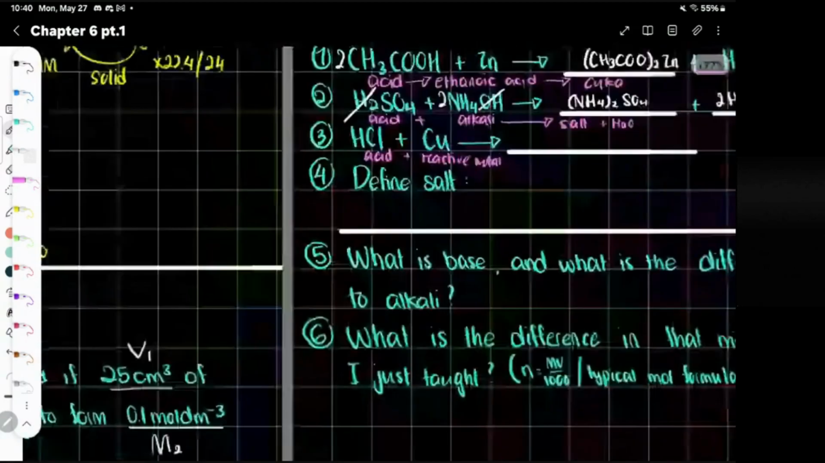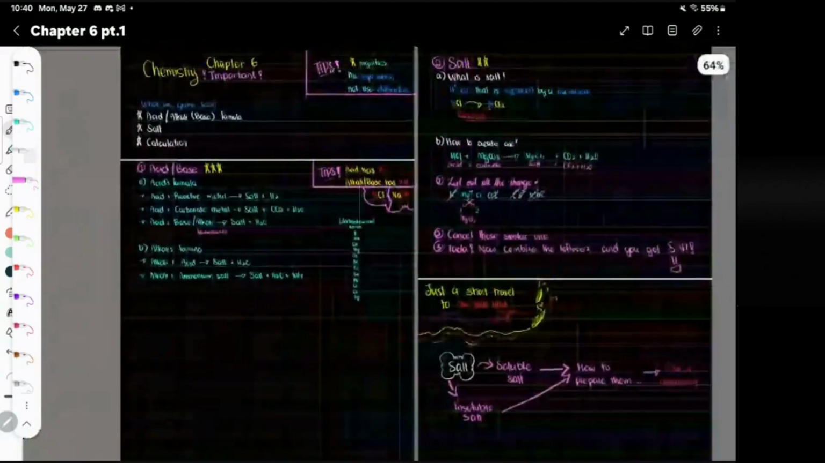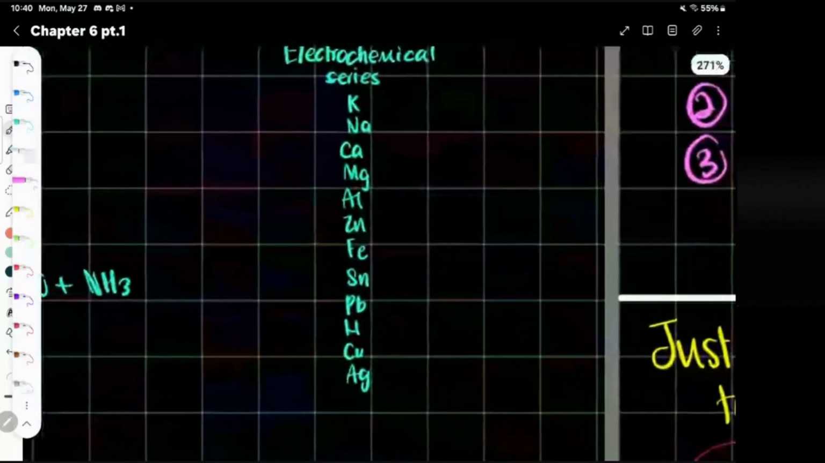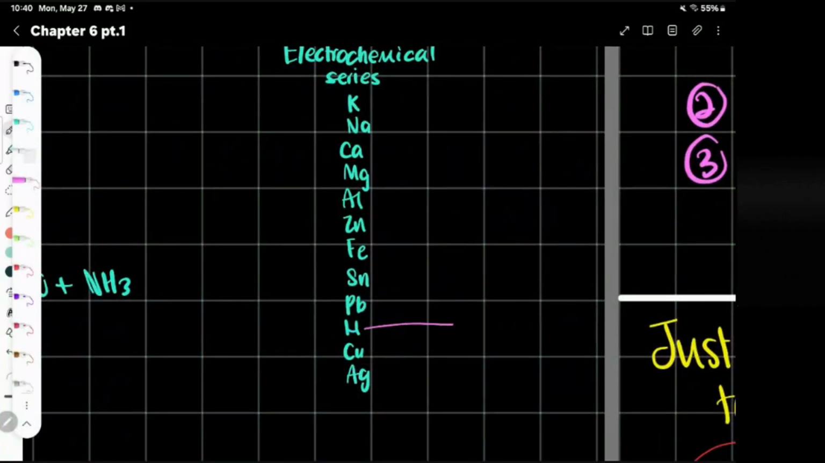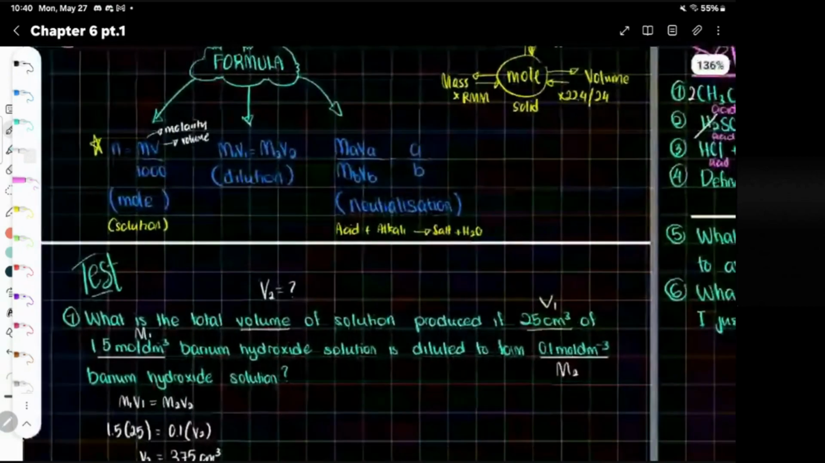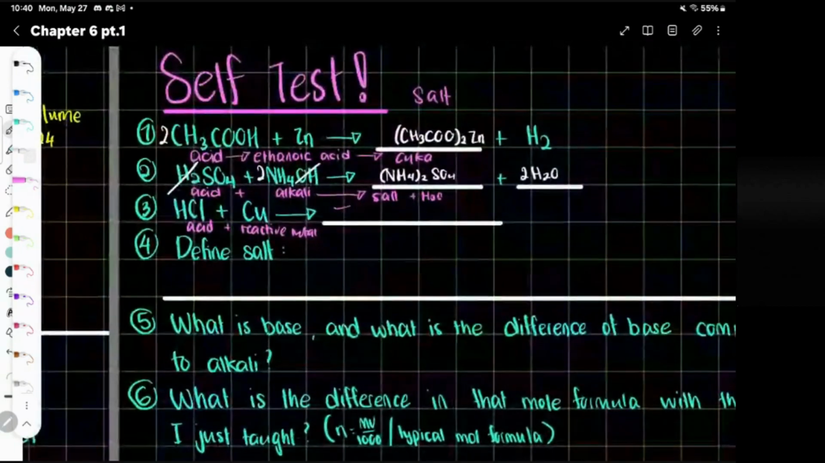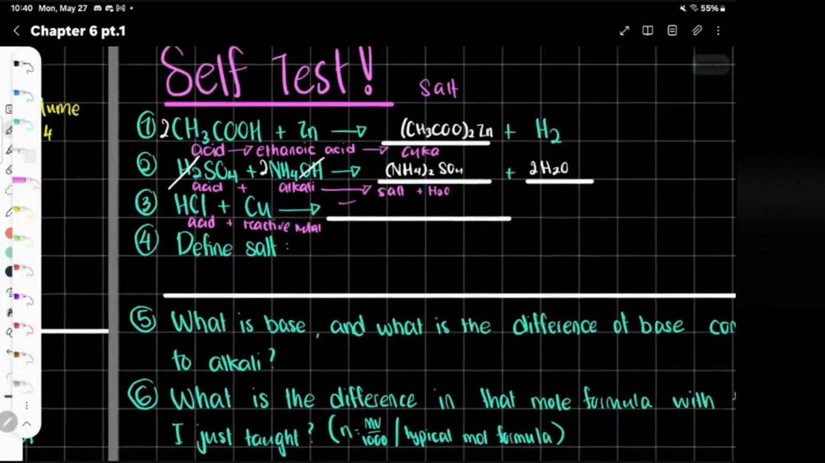Why? Look here. The electrochemical series. Where is Cu located? Here, right. Is it under hydrogen? Yes. So this is not reactive, so it doesn't produce anything. So the answer here should be nothing. Okay, nothing. Now, define salt.